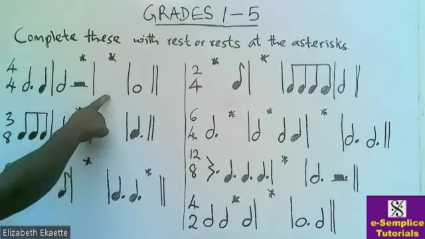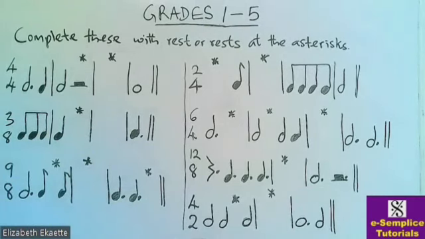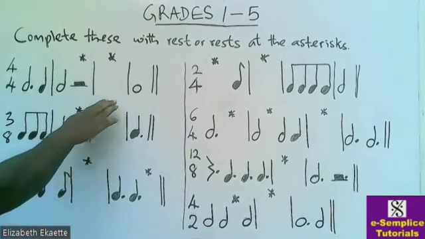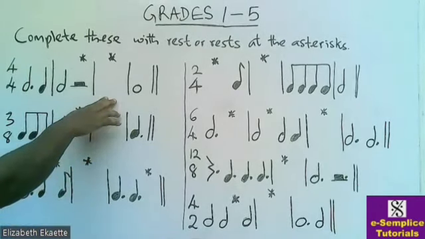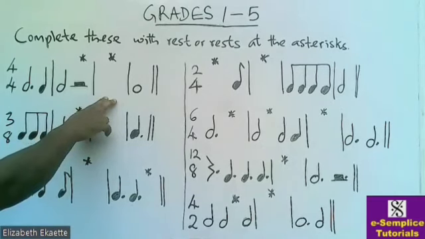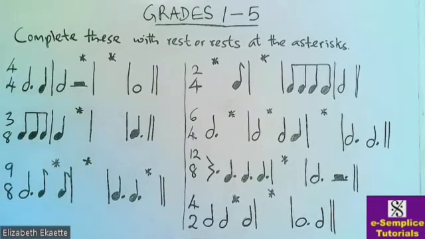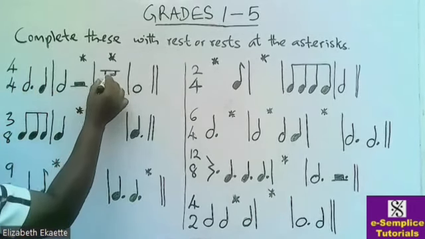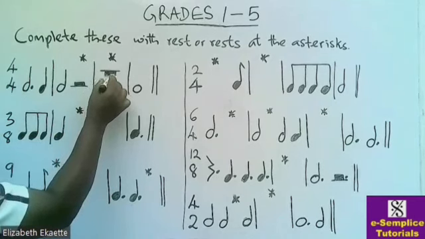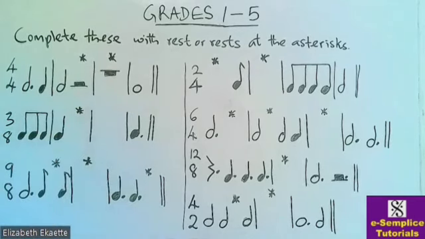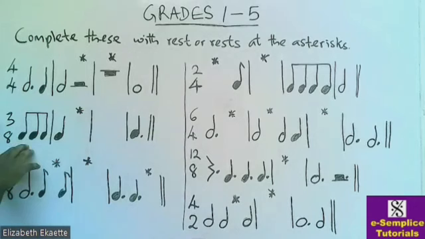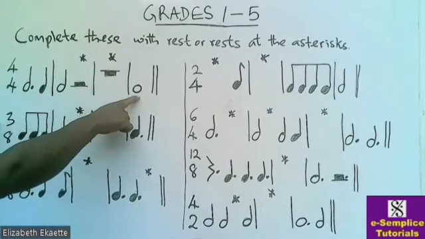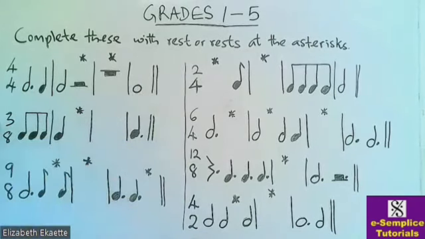Now, which rest do you think is most appropriate for this bar? If you look at that bar, you'll see that it is a silent bar. Silent in the sense that there are no notes in that bar. And for 4/4 time, the appropriate rest that should fill that place is a semibreve rest. Good. Of course, the last bar is balanced there with a semibreve.